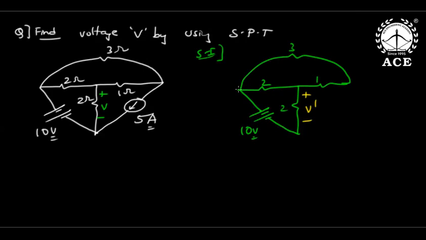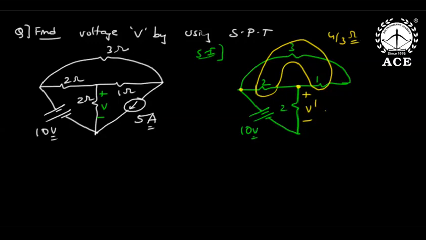See, if you observe, between this node and this node, these are parallel. 2 is in parallel to 4. 2 in parallel to 4 becomes how much? 8 by 6, that is 4 by 3. Yes, 2 in parallel to 4 is 8 by 6, 4 by 3.